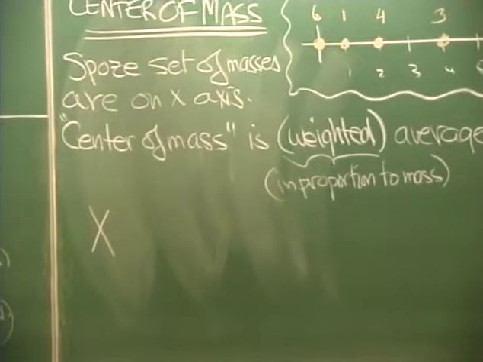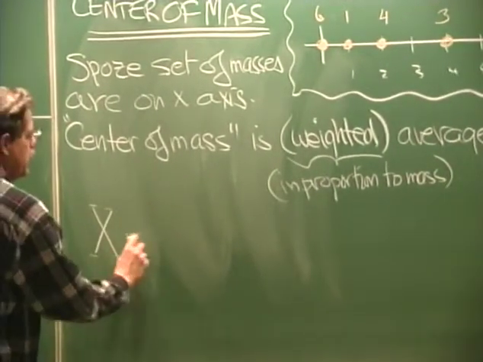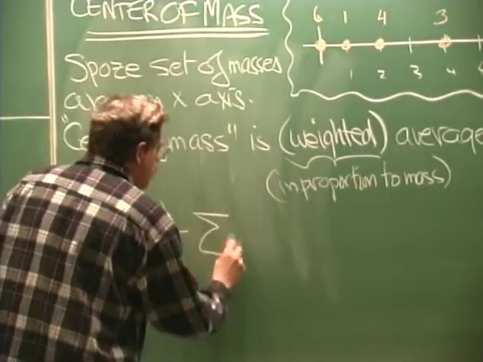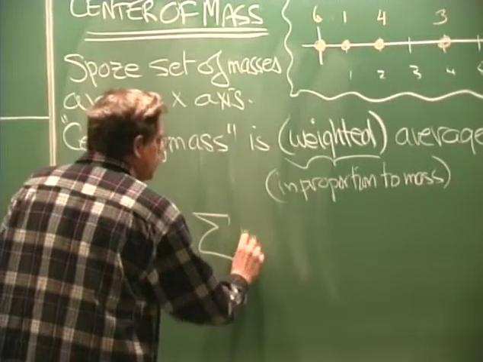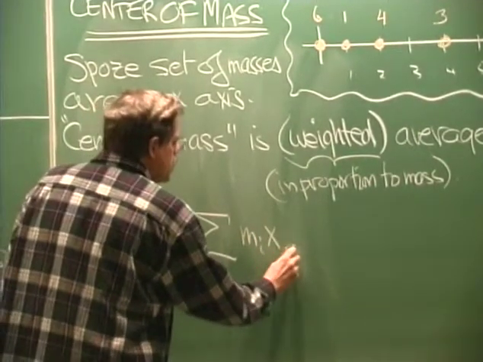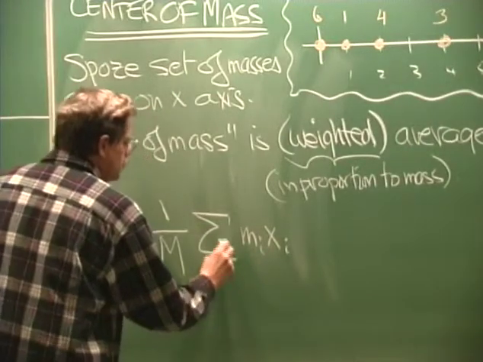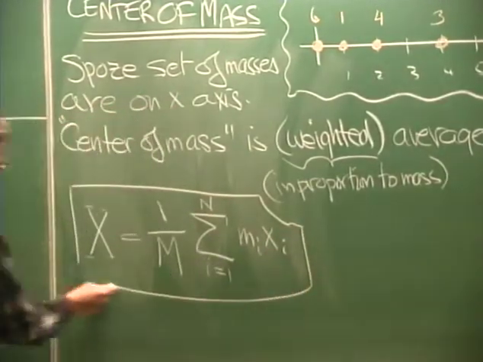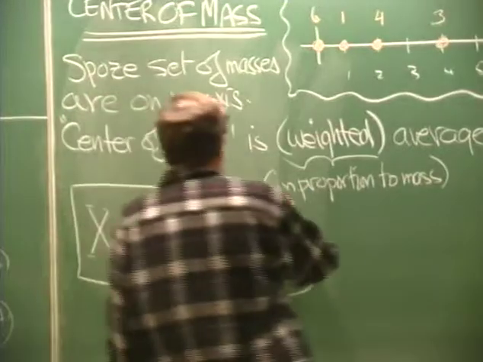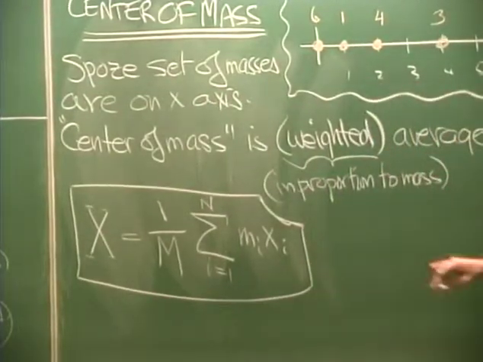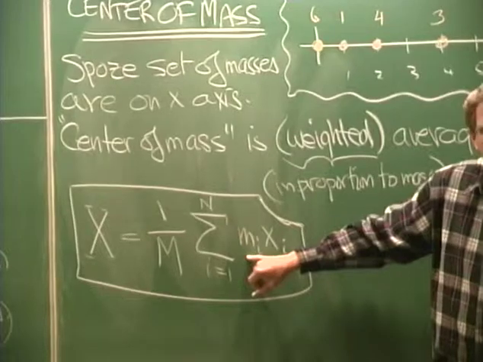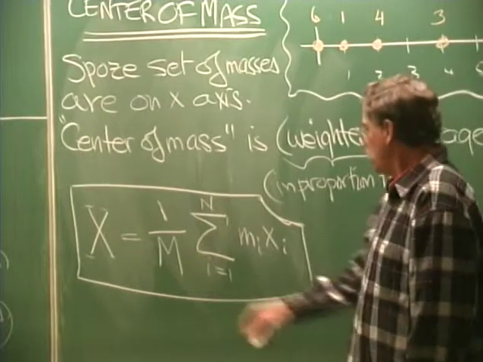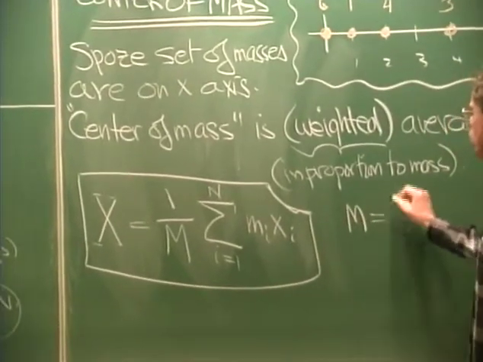X, I use a capital X here for the center of mass, is equal to 1 over the total mass times the sum of each mass, mi, times its position, xi, from i equals 1 up to n, however many masses you've got. That's the formal definition of center of mass. The sum, each position weighted by the mass, multiplied by the mass at that point, and then divide by the total mass to get the average. M equals total mass.